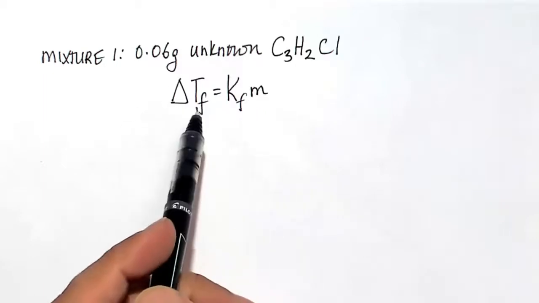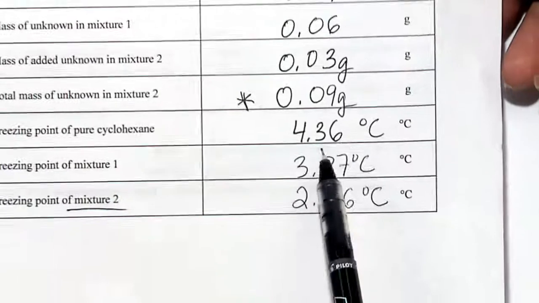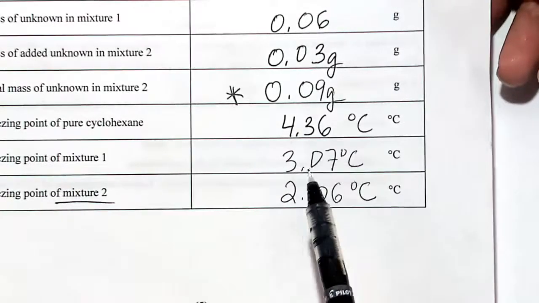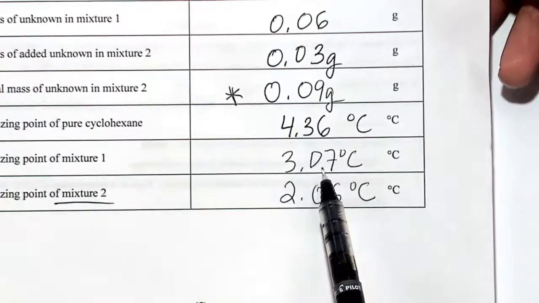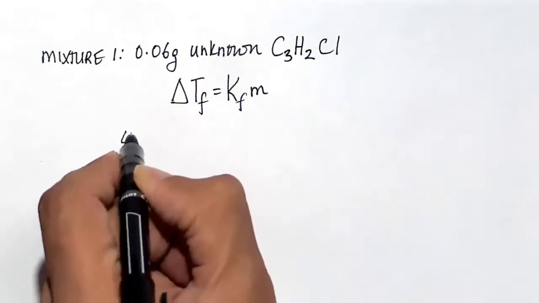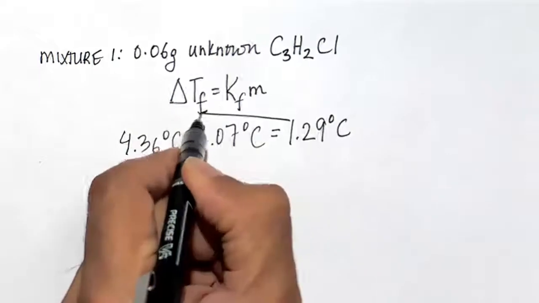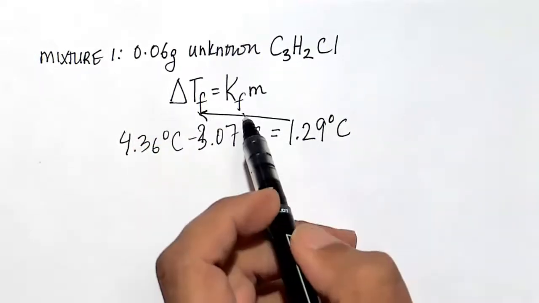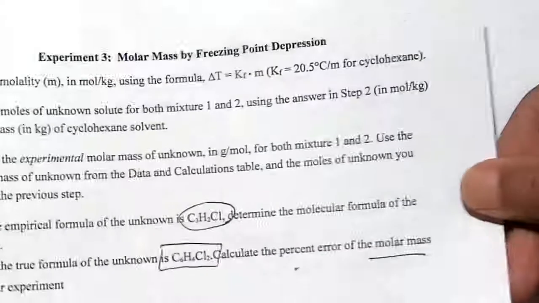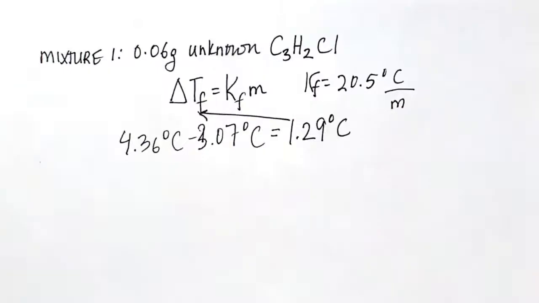First, we need our change in the freezing point. That's going to be 4.36 degrees C pure minus, let's do it for mixture 1, 3.07 degrees C. So 4.36 degrees minus 3.07 degrees gives us the change in temperature, which is 1.29 degrees C. That is delta T of F. Kf is a constant, given to us here as 20.5 degrees C over m. Remember, molality, lowercase m, is moles of solute over kilogram of solvent.